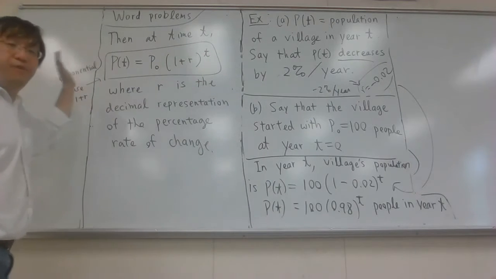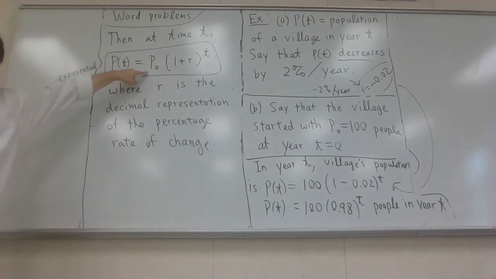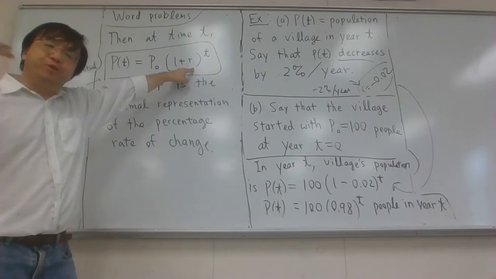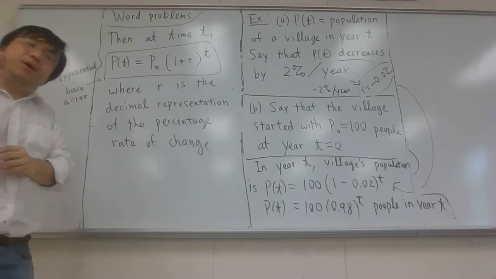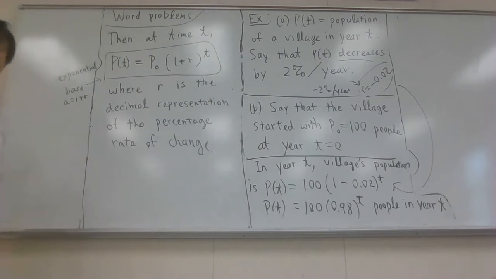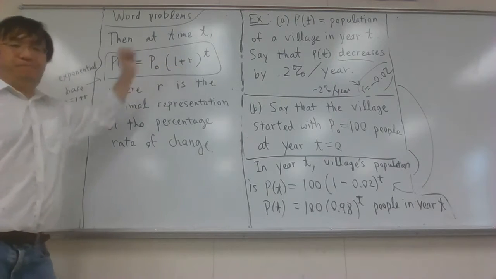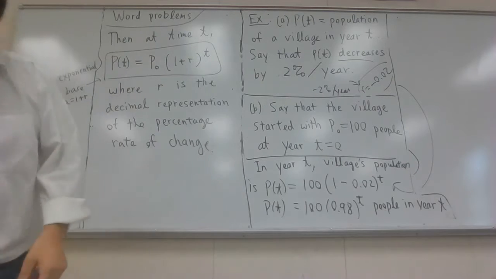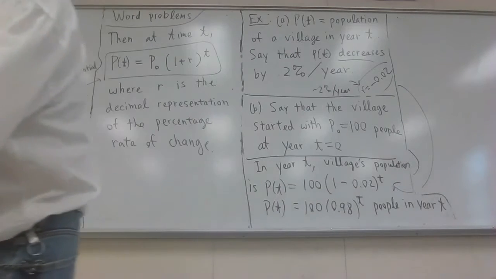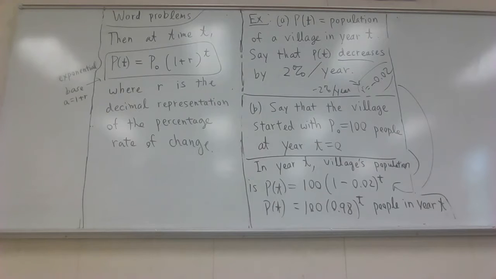Okay, the quantity is an exponential function of this form, where P naught is the initial quantity, and r is the decimal representation of that percentage rate of change. Remember, we assume that the quantity changed by a certain percentage per unit time. r is the decimal representation of that percentage. So it's an exponential function where the base is 1 plus r. And this thing on the right-hand side is a concrete example of that. Okay, let's look at some other examples.